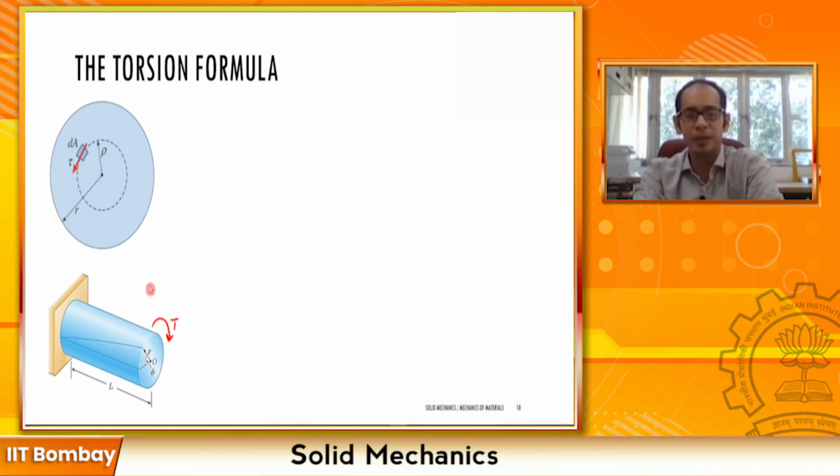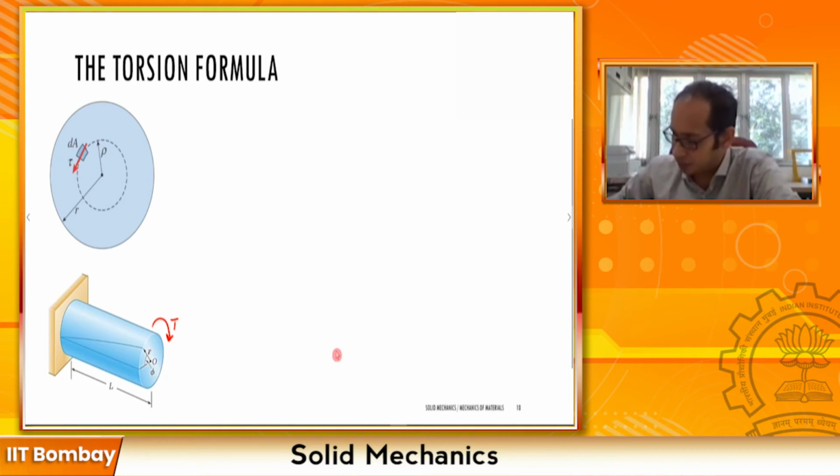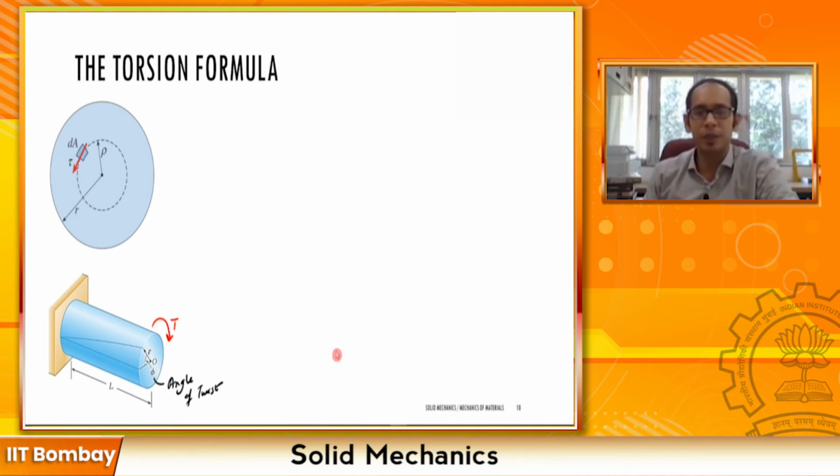We have not yet derived a direct one-to-one relationship between this angle of twist phi. Let me write this again so that you remember. So this is always my angle of twist, phi, and we want the relationship between the angle of twist phi and the applied torque T. So now let's go ahead and see how to derive that.